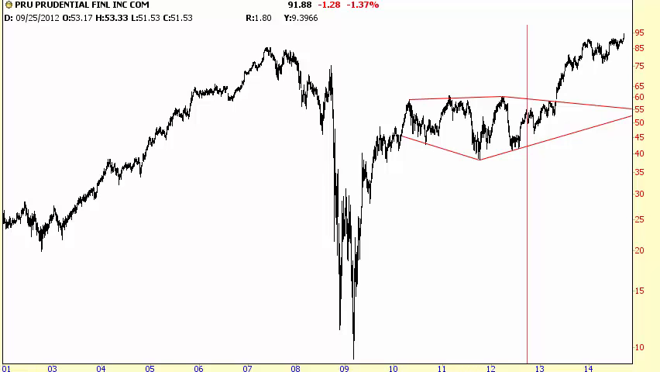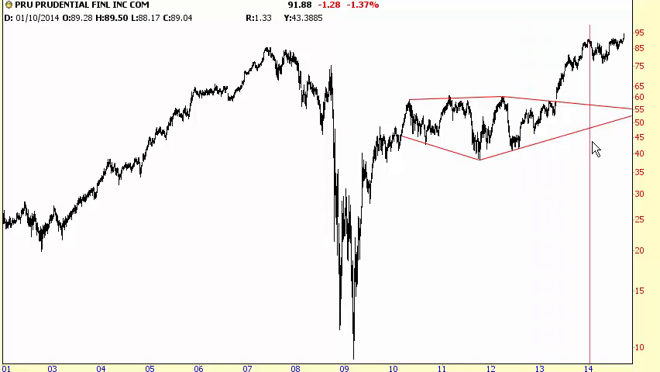Now we're going to explore the diamond pattern, which is relatively rare and is a very powerful either continuation or reversal pattern depending upon which direction the price breaks out. And I'll show you examples of each.